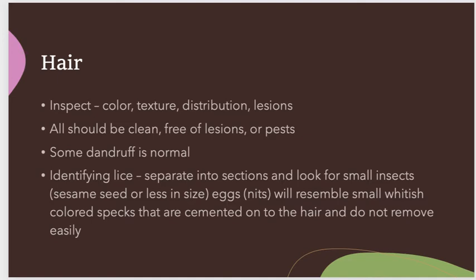Also, one of the main things that we're going to be called upon to do as we're working with children is to sometimes identify lice. And lice, of course, is a parasite that can live within the hair. In order to identify it, we're going to separate the hair into sections and look for small insects that are about the size of a sesame seed or less in size, and they're usually brownish in color. We're also going to look for the presence of nits, which resemble small whitish colored specks that are cemented onto the hair, and they do not remove easily.